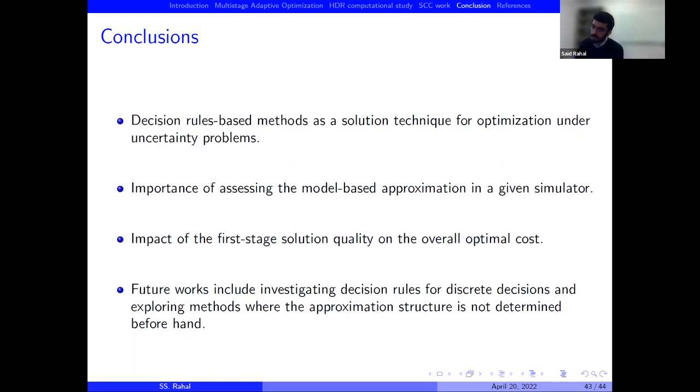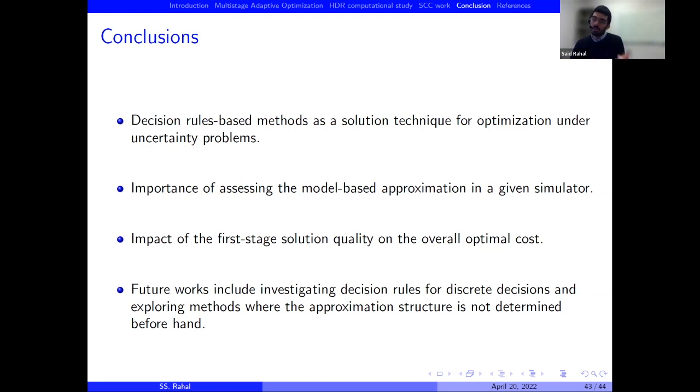So basically, to conclude, the main takeaways, if I would say: one, decision rule based methods as a solution technique for optimization under uncertainty problems. When we implement such a technique, it is crucial to assess the model-based approximation, or to assess your assumption in a given simulator. Basically, the simulator is specific to your problem. The third point is the impact of the first stage solution quality on the overall optimal cost. And this impact should not be underestimated.